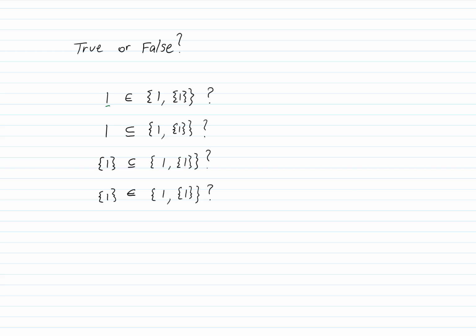So, is that an element of this set over here? Sure, I see it right there. So that's true. Okay, next question. Is this a subset of this over here? No, it's certainly not, because it's not even a set, is it? This is just a number. It's not a set. So it can't be a subset of anything. That's false.